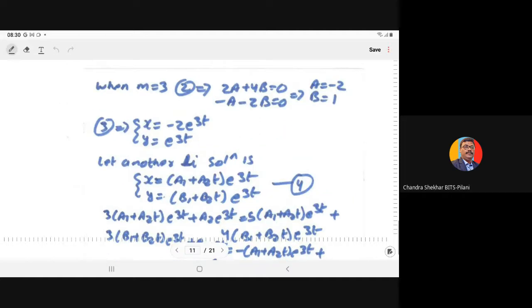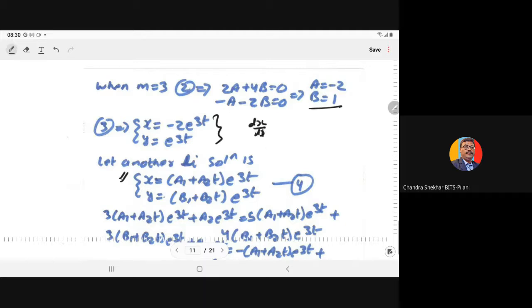So b is equal to 1 gives a is equal to minus 2. One non-trivial solution will come: x is equal to minus 2 e to power 3t and y is equal to e to power 3t. For another linearly independent solution, when roots are equal and real, we assume x is equal to a1 plus a2t e to power 3t, and y is equal to b1 plus b2t e to power 3t. From here you can compute dx by dt.